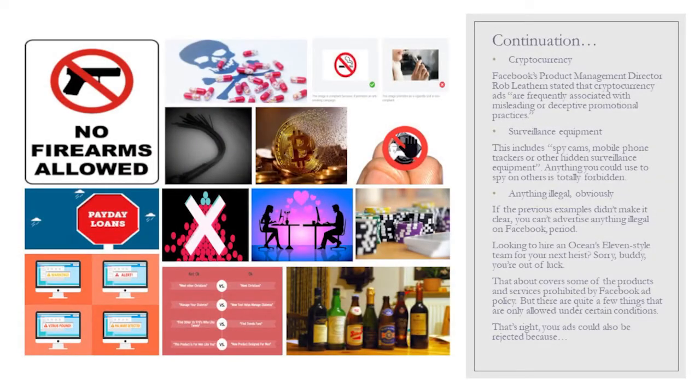Cryptocurrency. Facebook's product management director Rob Leathern stated that cryptocurrency ads are frequently associated with misleading or deceptive promotional practices. Surveillance equipment. This includes spy cams, mobile phone trackers, or other hidden surveillance equipment. Anything you could use to spy on others is totally forbidden.